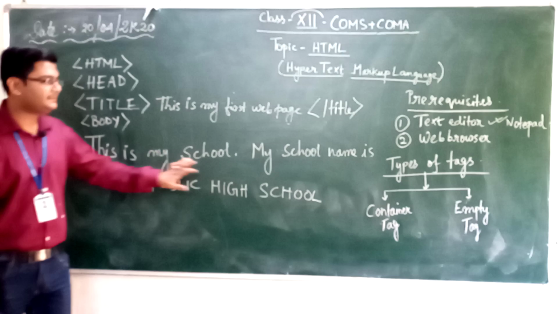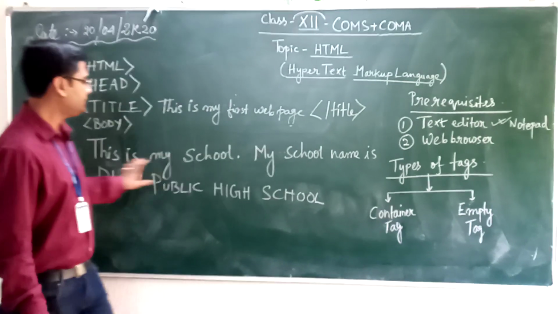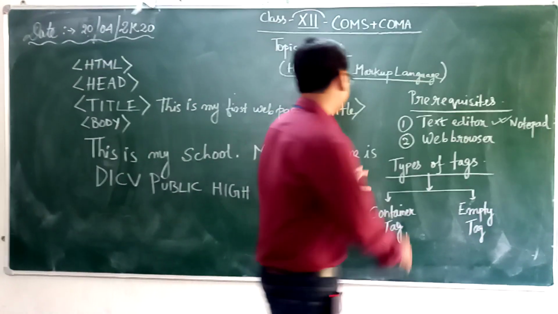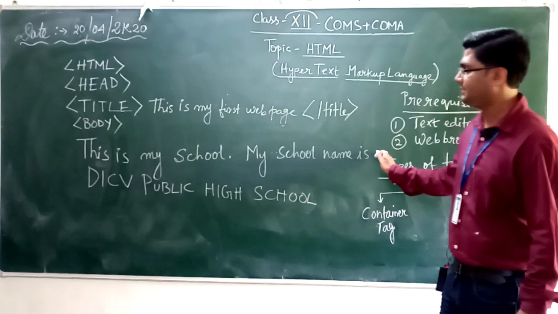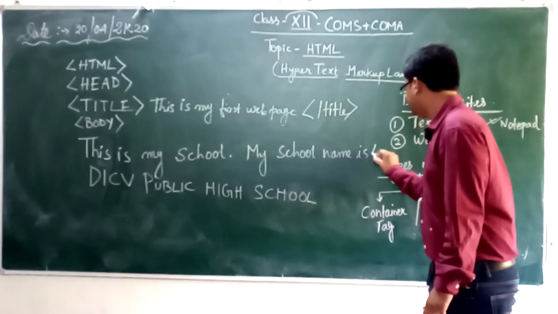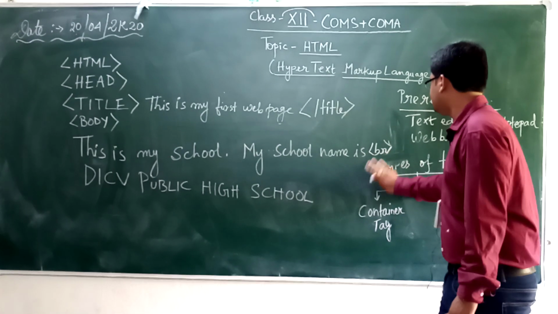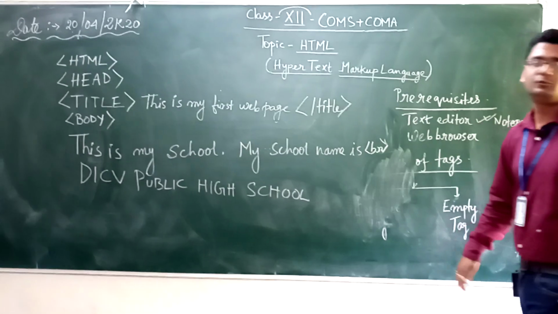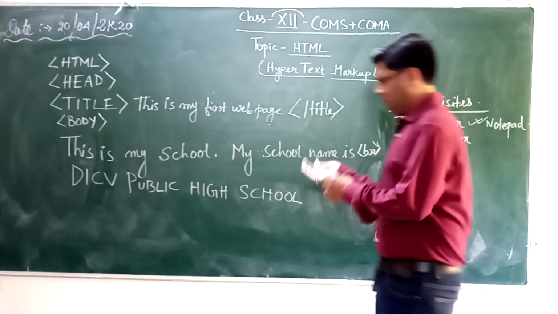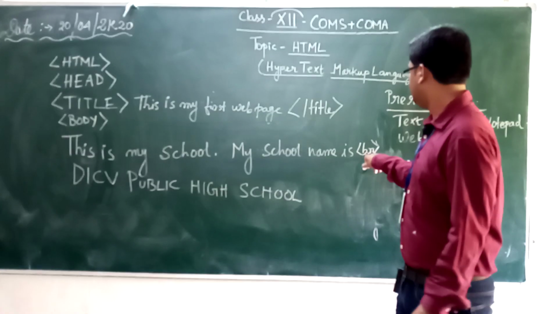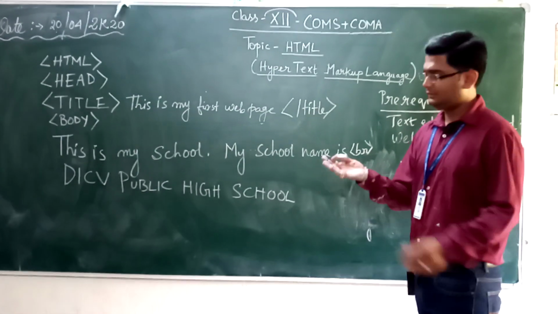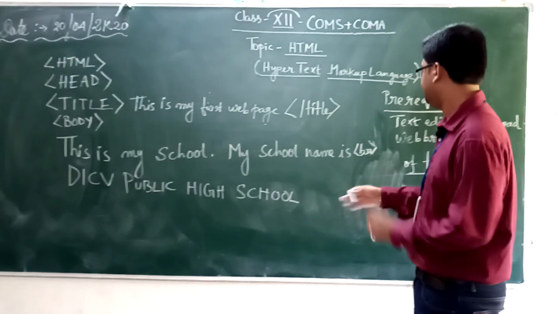If you want to change the line after this, you have to write BR over here. That means BR is the line break tag. To break the line or to go from one line to another line, we use this BR tag. BR stands for break the line.